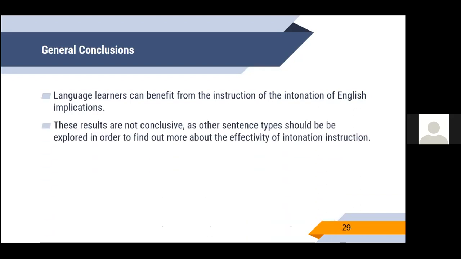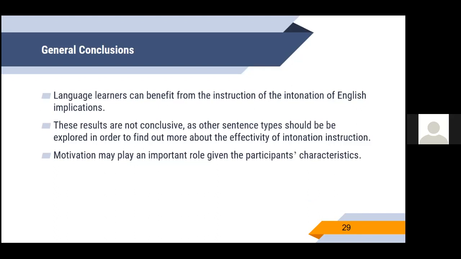Okay, some general conclusions from this study were as follows. Language learners can benefit from the instruction of the intonation of English implications, and not just implications in general. They can benefit from the instruction of pronunciation, because there are lots of studies which support this, in spite of what some people say. I would like to point out as well that these results are not conclusive. It is necessary to study intonation through a much wider range of sentences and intonation patterns as well.